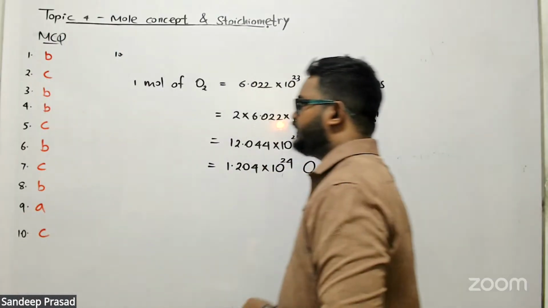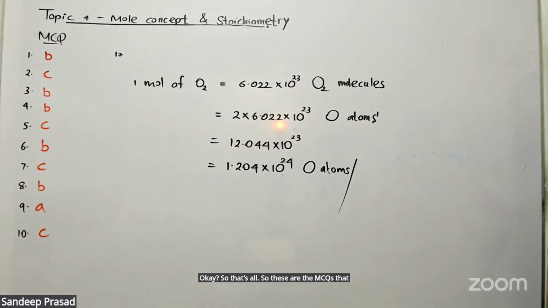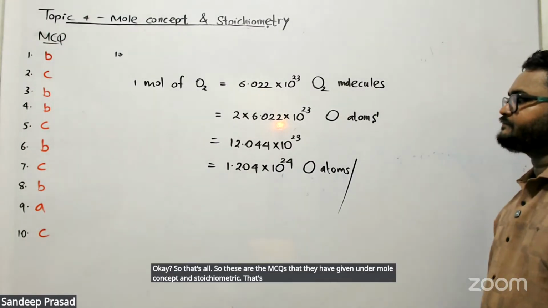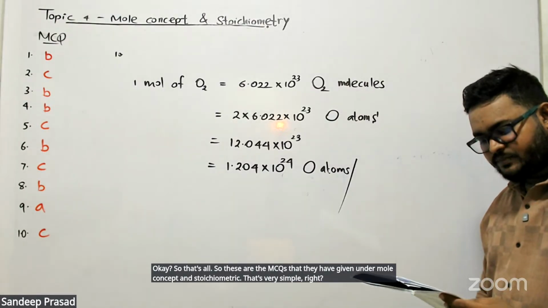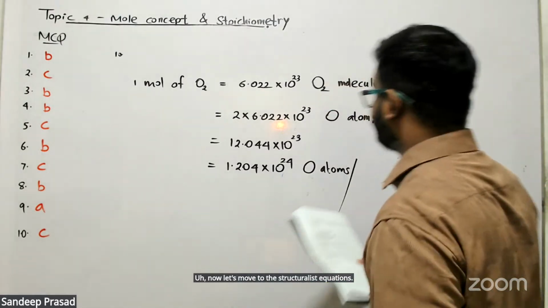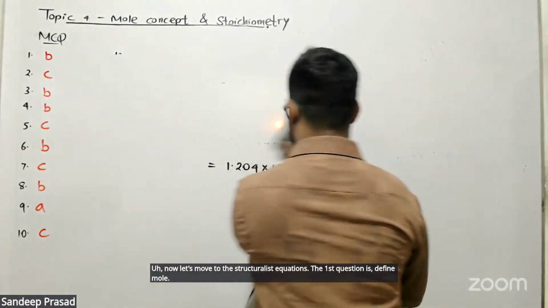Okay, so that's all. These are the MCQs that they have given under mole concept and stoichiometry. That's very simple, right? Now let's move to the structured essay questions. The first question is: define one mole. Define mole, right?